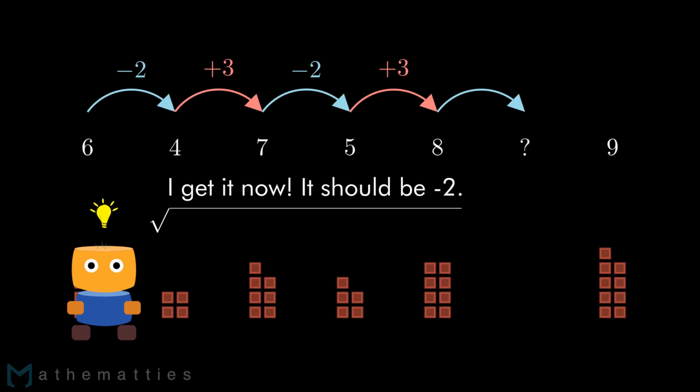Exactly, Pete. The next step is minus 2. The number after 8 should be a 6. Let's check our answer by adding 3. Yes, the number is 9. We are correct.